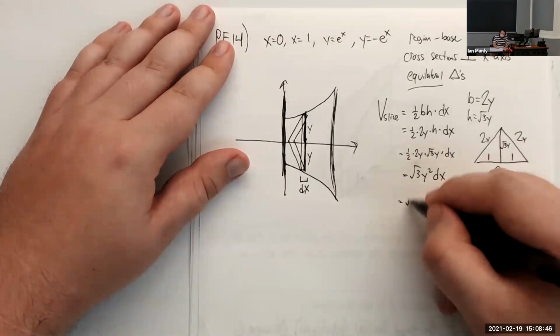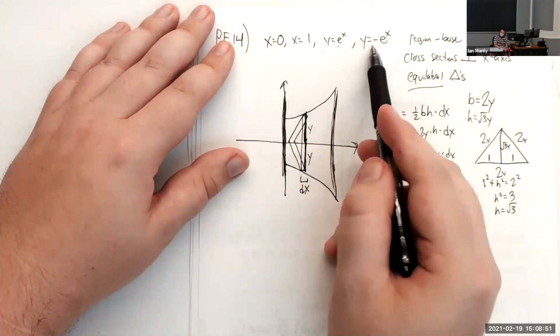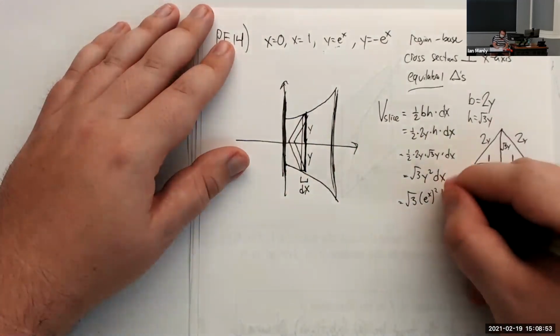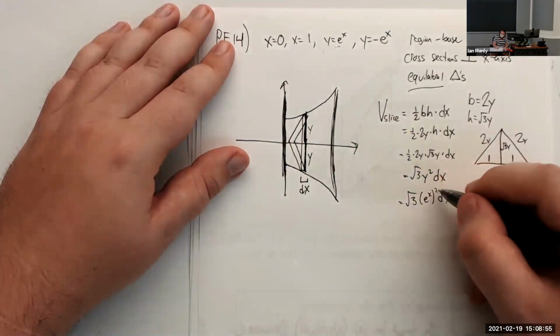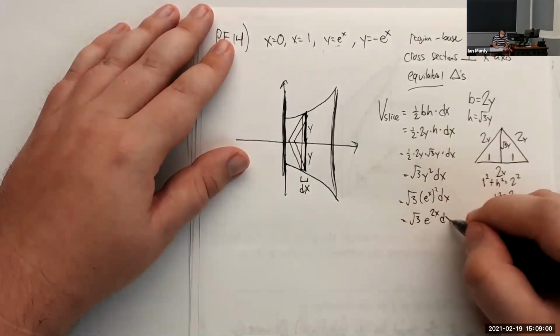That's right. So since we know that y is e to the x, or we could have also used negative e to the x, we have root 3 e to the x squared, which will be root 3 e to the 2x dx.